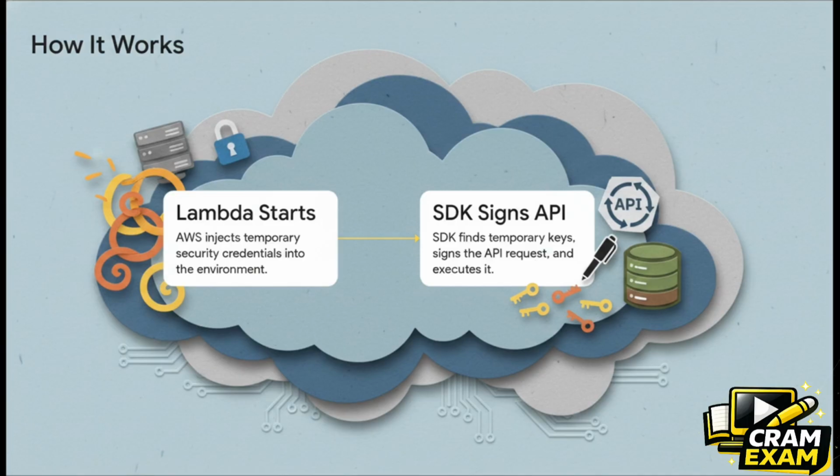Imagine this. Your Lambda function spins up. Because it has an execution role attached, the AWS environment automatically requests the temporary security credentials and injects them securely into the local environment, completely behind the scenes. Your AWS SDK, like Boto3 for Python, for example, is incredibly smart. When you write a single line of code to put an item in DynamoDB, you don't specify any credentials at all. The SDK automatically searches the local environment, finds those temporary keys, signs the API request, and executes it.